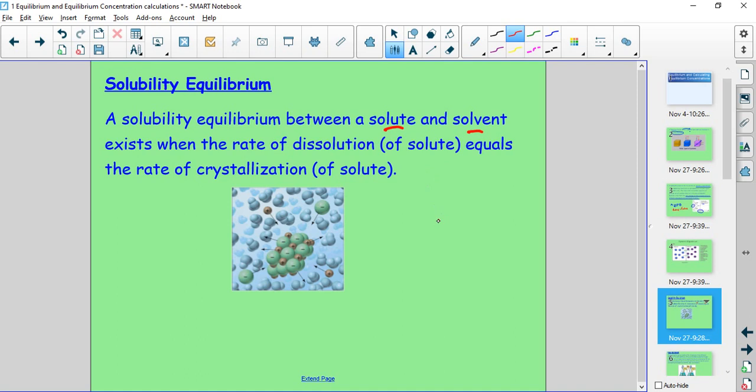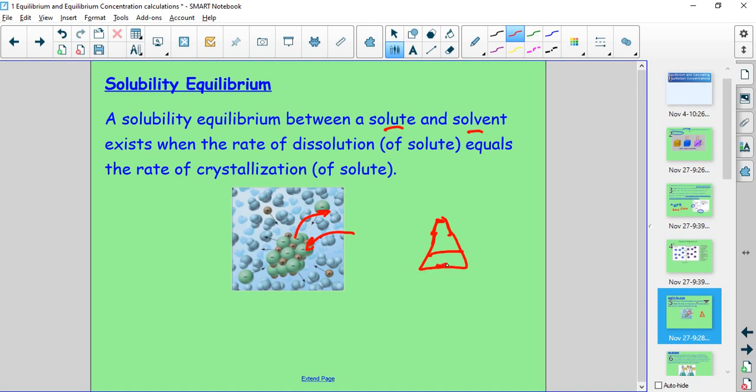What you look at in a flask is you see a solution. Now this solution may look homogeneous, completely uniform, but what's actually happening here is solute is being crystallized, and it is also dissolving back into your solution. So it doesn't look like anything's changing, but in reality it is, just at a certain equilibrium.